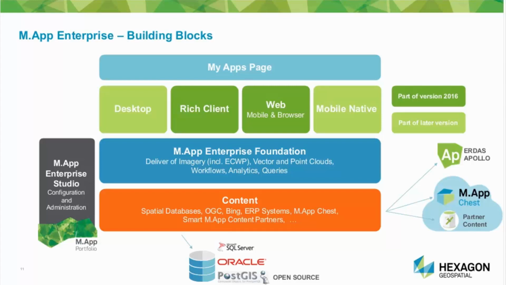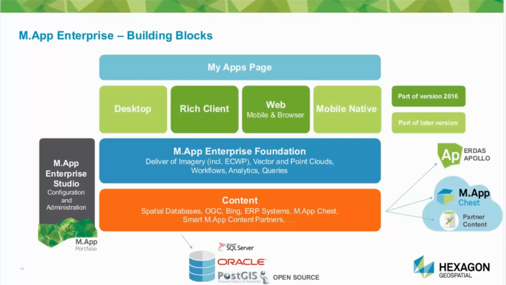So let me introduce you to the building blocks of Mapp Enterprise. Everything starts from the top, as you're seeing on this slide. The My Apps page is the application where you can access the various applications made available to end users. There are two ways to access these applications: through our rich client and through the traditional web client, through a mobile or web browser. As you can see, this is the initial release. We're going to be introducing a native mobile capability as well.